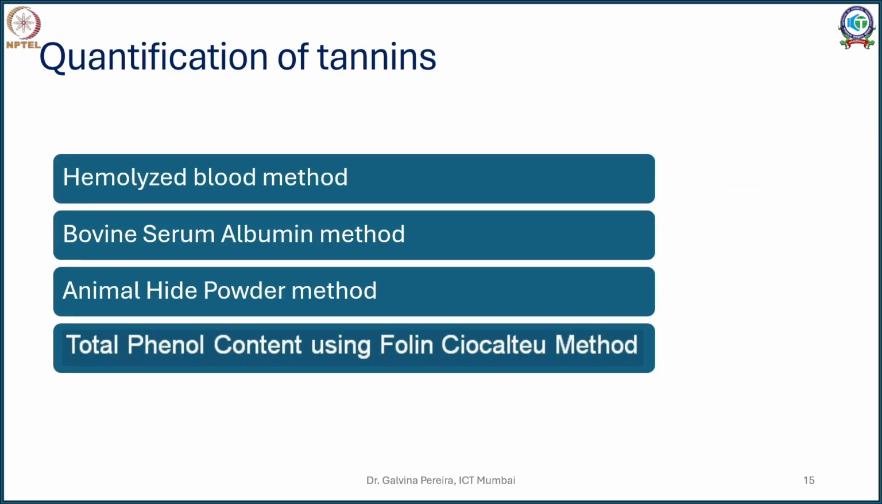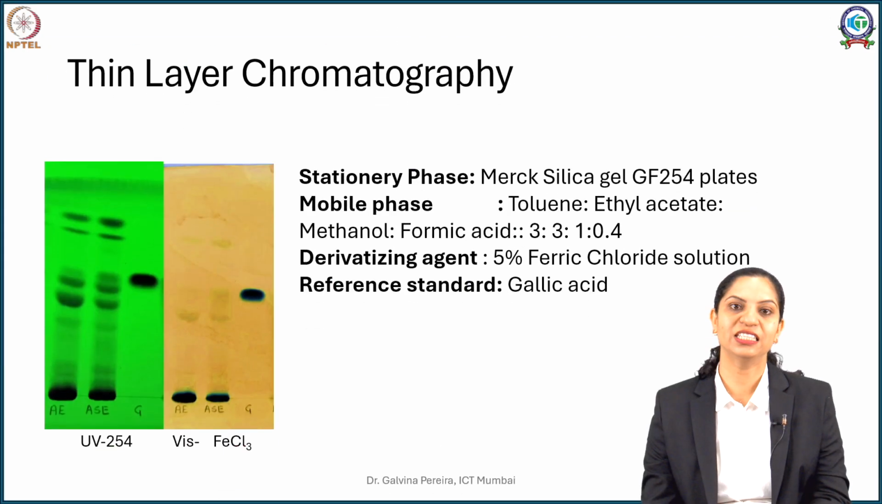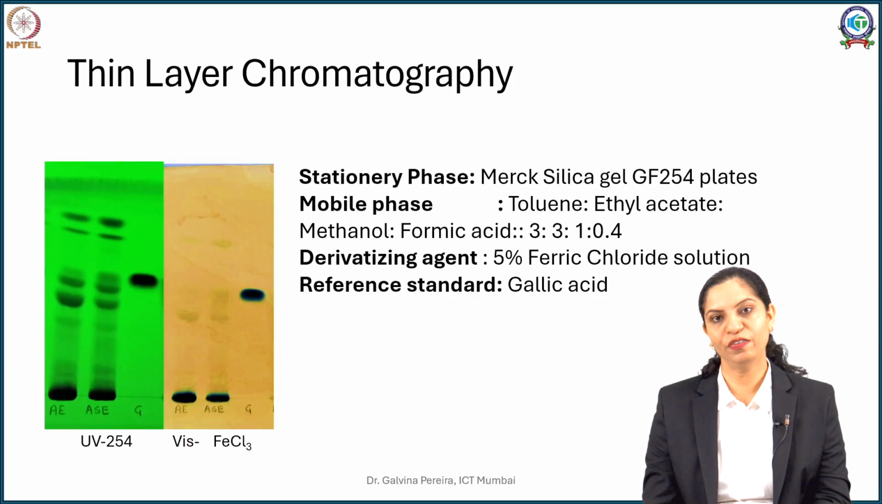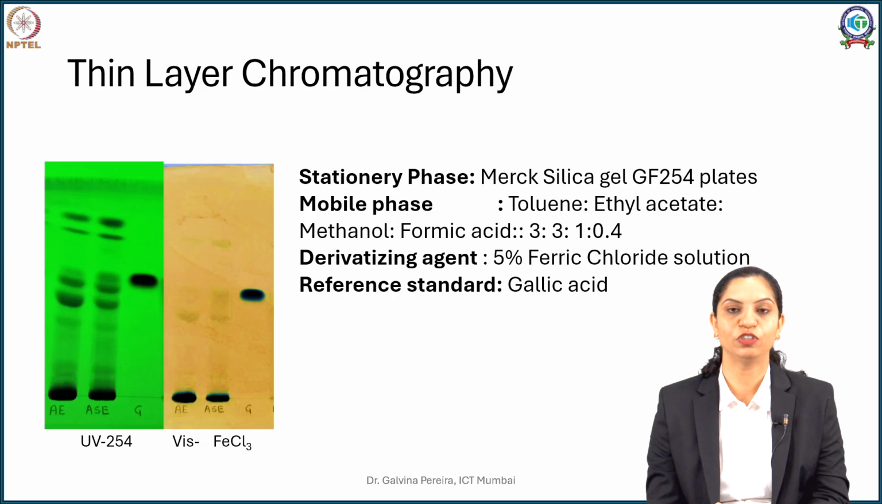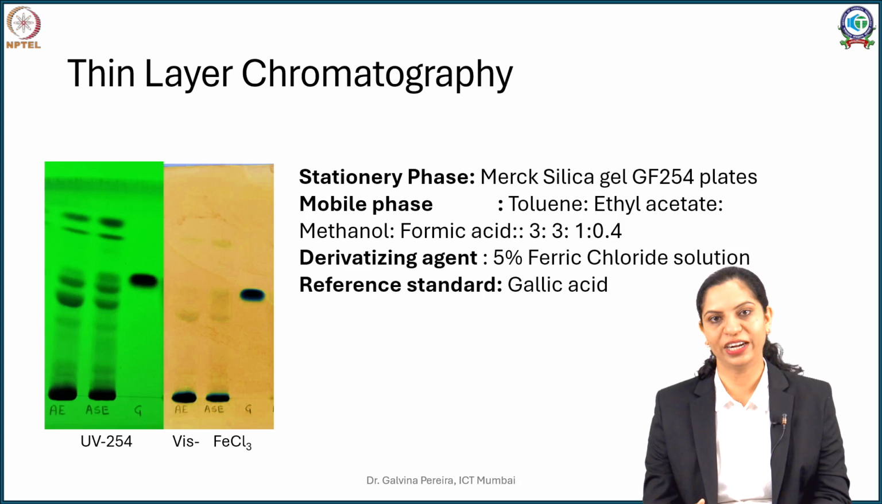One more method for quantification and analysis is the thin layer chromatographic method. This method uses silica as a stationary phase and organic solvents such as toluene, ethyl acetate, methanol, and formic acid, combined, as the mobile phase for running this. The principle is that the stationary phase is polar and the mobile phase is non-polar. Tannins, depending upon their affinity to the stationary versus mobile phase, will start running on the plate, and they run to a specific distance. We call it the retention factor, Rf.